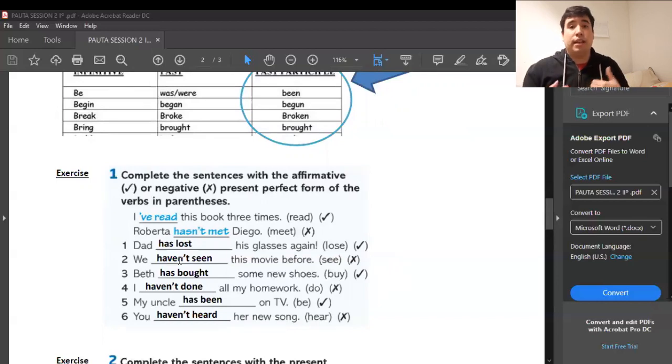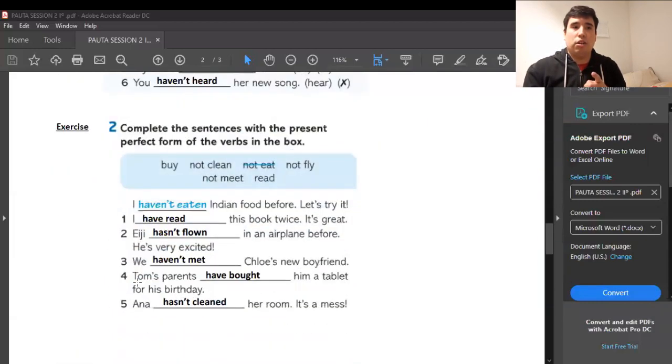My uncle can be replaced by he. And the past participle form of be is been. My uncle has been on TV. And finally, number 6, you haven't heard her new song. Again, you, we use have. In this case, we need a negative sentence, so we use haven't. And the past participle form of hear is heard. You haven't heard her new song. Now try to check the second activity on your own, following what I just explained.